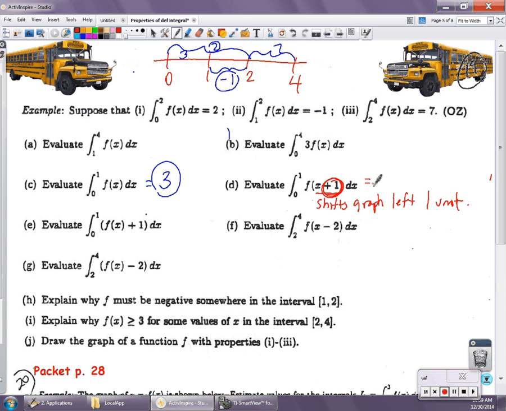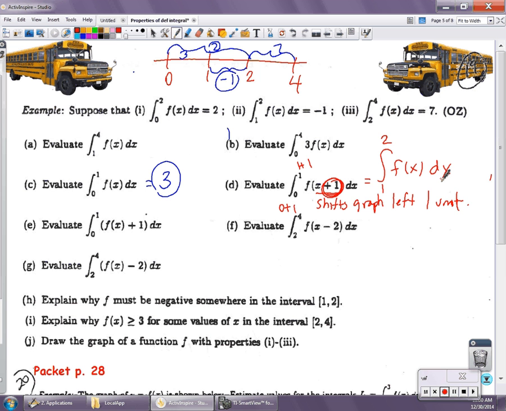This tells us to add 1 to all of the x values. So this is the same thing as the integral from, if I add 0 plus 1, I get 1. If I add 1 plus 1, I get 2. In other words, the area from 0 to 1, if I shift the original graph to the left 1 unit, is the same thing as collecting area from 1 to 2 of the original function. You might want to play around with that and listen to that again and look at it and see if it makes sense to you.